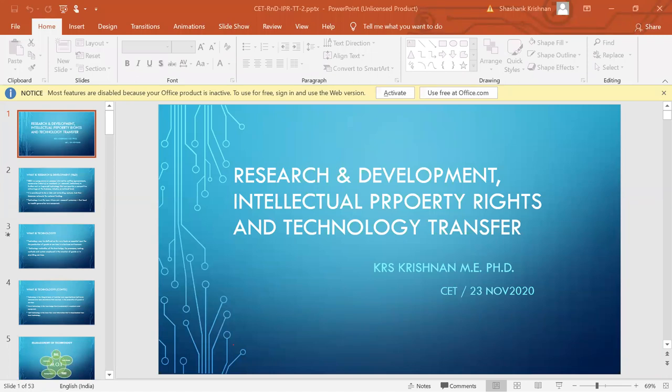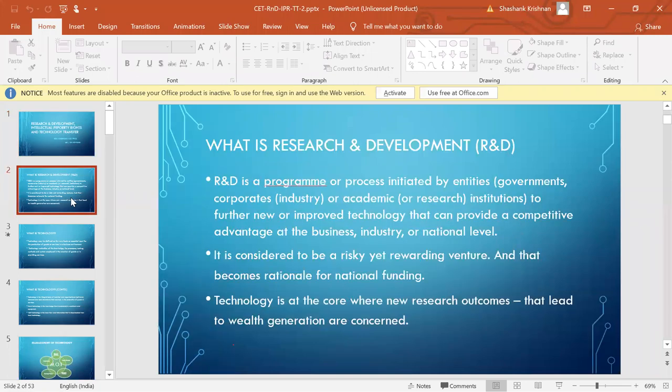So this is the topic of the talk today: research, development, and intellectual property rights, and the technology transfer. So, what is research and development in this context that we are talking about? We all know about the PhD research that we are carrying out in CET. We also know about the thesis work which our students carry out as a part of their master's program. We also know about certain sponsored researches that our faculty members are carrying out with the help of sponsoring agencies.